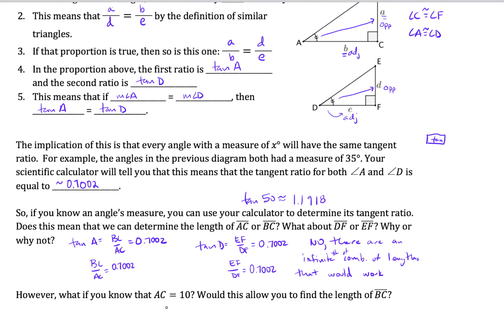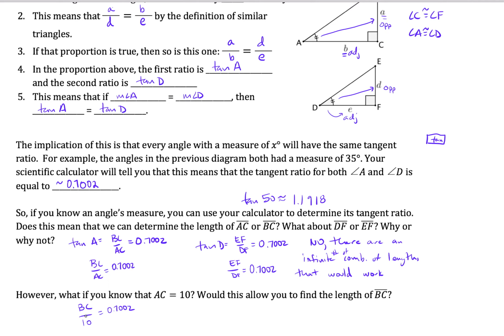However, what if we knew that AC was 10? So what if we came back to this equation right here? And what if we said that BC over AC, but instead of saying AC, we know that it's 10. We said BC over 10 equals 0.7002. Would this allow us to find the length of BC? And of course the answer is, in this case, yes, because there's only one thing that I don't know.